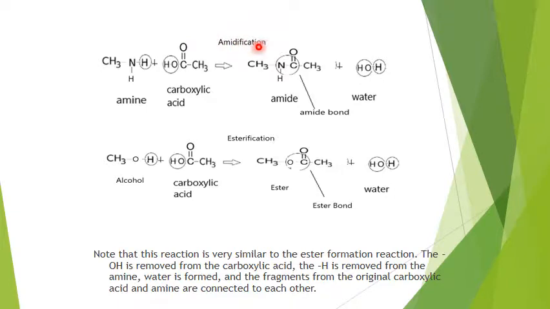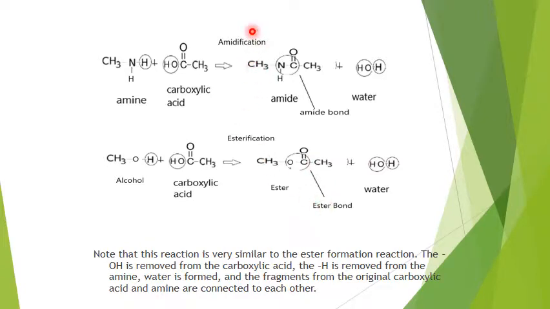Okay, this type of reaction is called amidification. You take an amine and a carboxylic acid. Notice we covered this reaction, esterification, in the last chapter. You take an alcohol plus a carboxylic acid, snap off the water, connect the alcohol to the carboxylic acid, and you get an ester. You see this oxygen trapped between the two carbons, and you make water. That bond is called an ester bond.